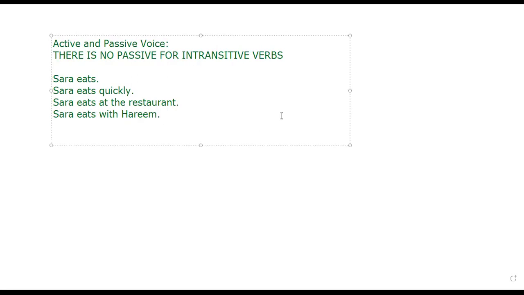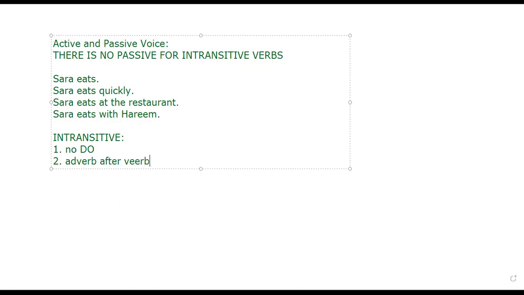So the rule is to spot an intransitive verb. One, it will have no direct object. Two, it will have an adverb after the verb. Instead of having an object after the verb, it will have an adverb after the verb. Third, sometimes it will have a preposition after the verb, right?